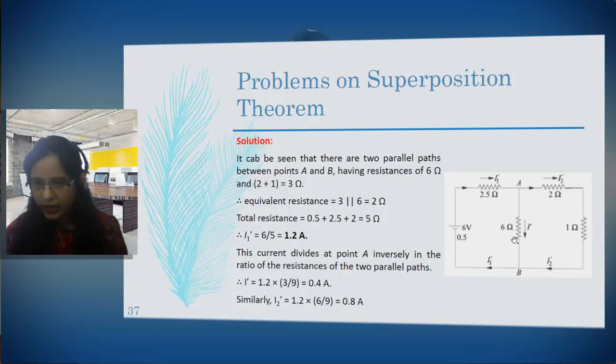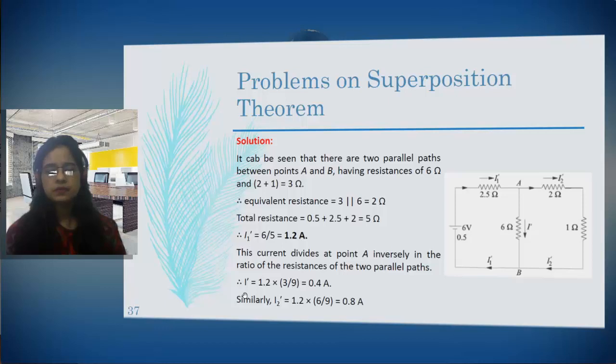So we will obtain I dash. I dash is equal to the total current, that is 1.2, into the opposite resistance. We are finding this current I dash, so the opposite resistance is this total 3, divided by the total resistance, 3 plus 6, that will give you 9. So this will be 3 by 9.